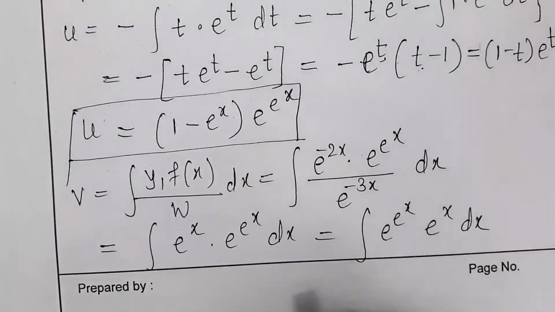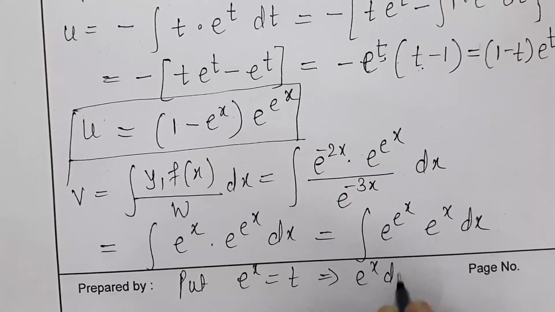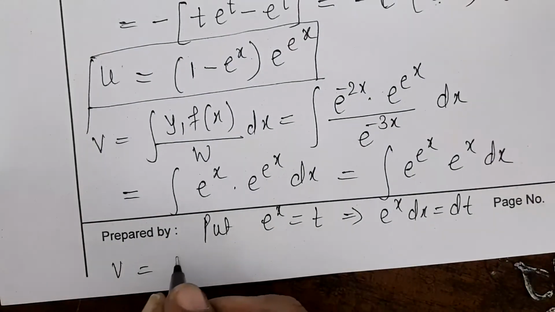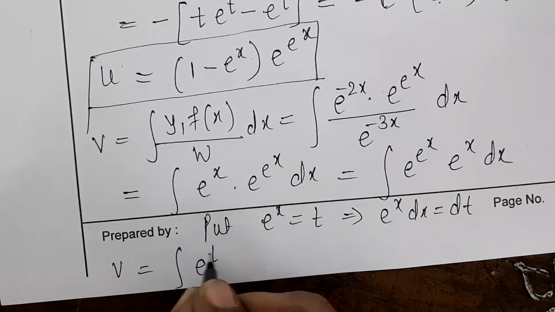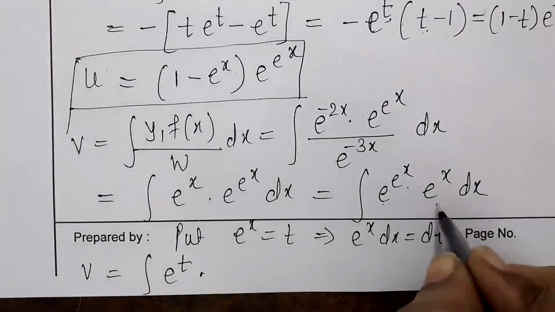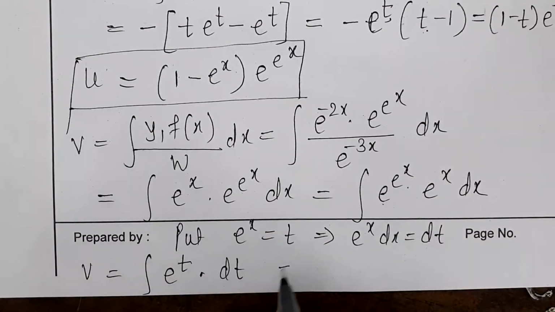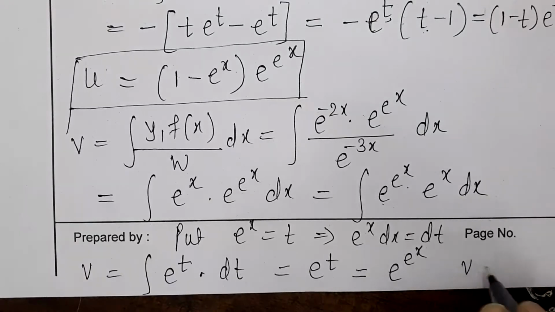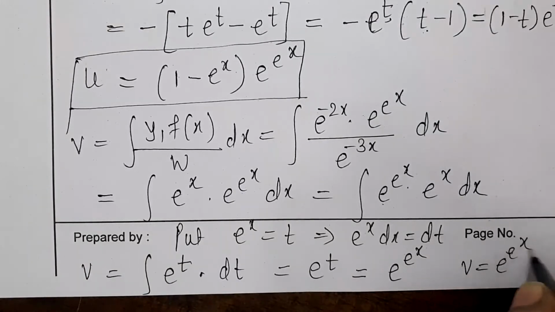Again, to simplify this integral, put e to the power x is equal to t. So e to the power x into dx is equal to dt. Simplify this, v is equal to integration of e to the power t. This is e to the power t multiplied by e to the power x into dx is dt. So what is integration of e to the power t? It is e to the power t. So e to the power t value is e to the power x. So we obtained it as e to the power x.